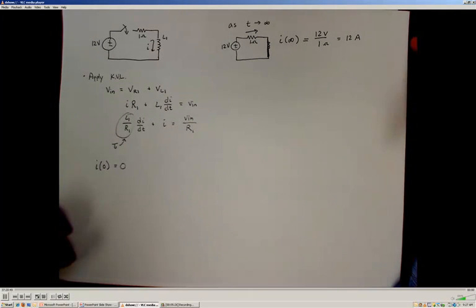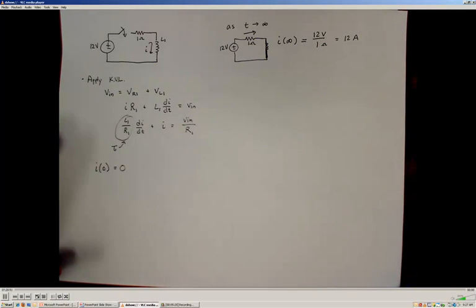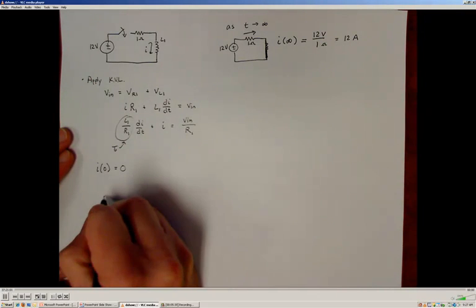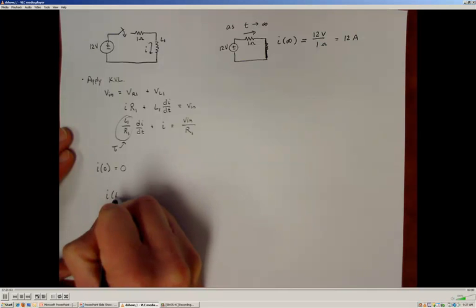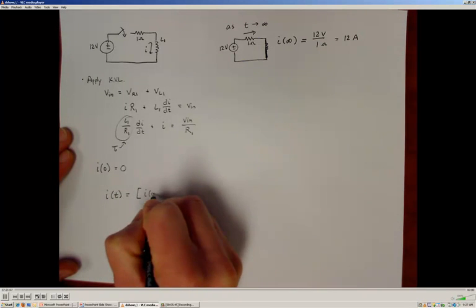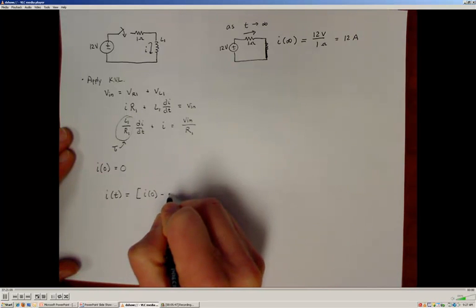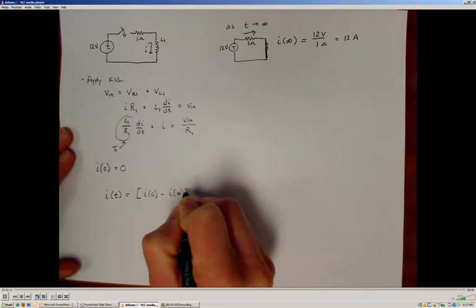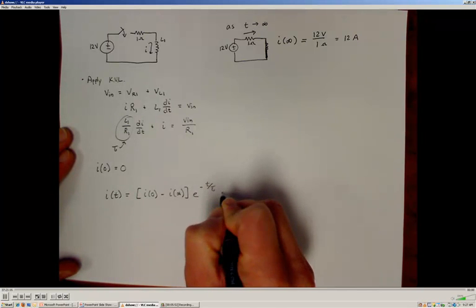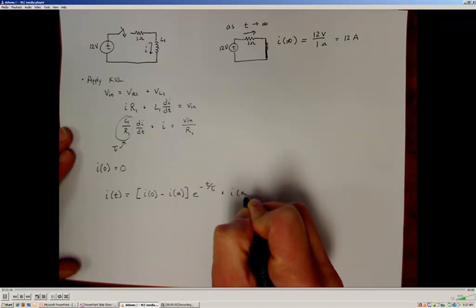All right, so we have our time constant, our initial condition, and our final steady state value. And with this in hand, we should now be able to come up with the general solution for this step input case. The general solution for a step input to a first order system tells us that the variable of interest as a function of time is going to be given by the initial value minus the steady state value times e to the negative t over tau plus the steady state value.